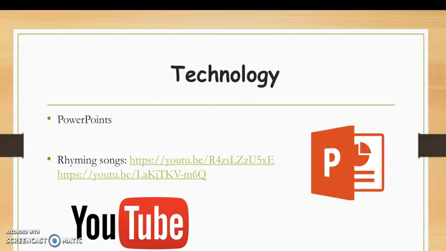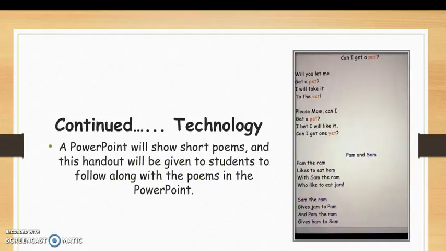Technology. The main technology used will be my computer to show the interactive PowerPoint quiz on rhyming, computer speakers to play rhyming songs on YouTube, and the classroom camera to project and model any rhyming worksheets. Here's a link that will take you to the rhyming songs on YouTube. And here is a handout that will go along with the PowerPoint, that will consist of 2 poems, and it will show the rhyming words in a different color.